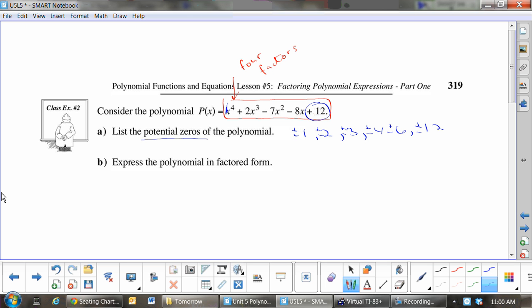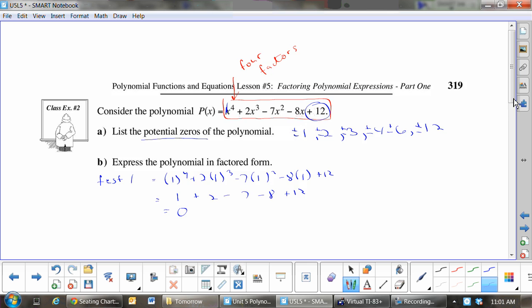1, you found 1? Okay. So we got to test 1. So that would be 1 to the 4 plus 2 times 1 cubed minus 7 times 1 squared minus 8 times 1 plus 12. This works out to be 1 plus 2 minus 7 minus 8 plus 12. This does equal 0.